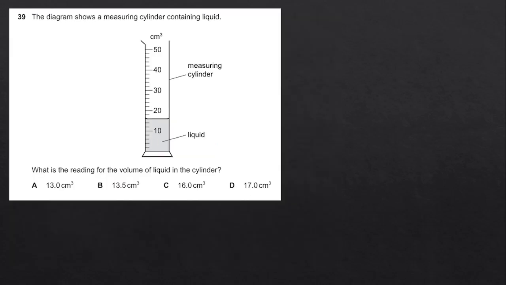Question 39. The diagram shows a measuring cylinder containing liquid. What is the reading for the volume of the liquid in the cylinder? So let's look at the graduation. Each graduation is 2 cm cube. That means if this is 10, this will be 12, 14, 16 and so on. When I'm measuring this, I always have to measure the lower meniscus, and the lower meniscus is coinciding with the 16 cm cube mark. That means the volume of water in the cylinder is 16.0 cm cube. It is option C.